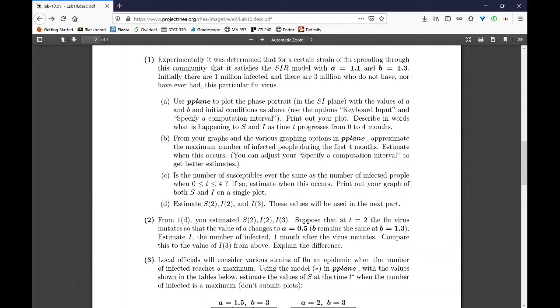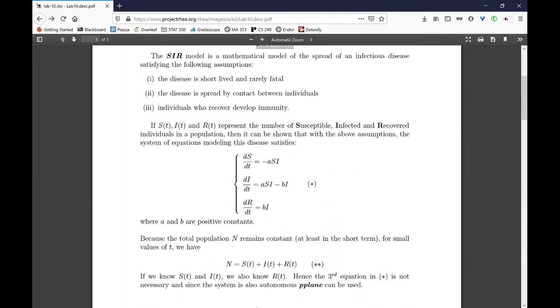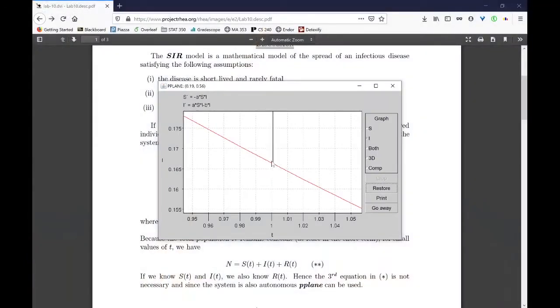Well, if you think about it, what does A represent? A represents like sort of this constant for how quickly it infects people, right? So if this A is higher, then there's a higher likelihood that the susceptible people would be infected, and if A is lower, like what just happened, then the likelihood that people get infected is lower. And so this means that we should see less infected people, and comparing the values 0.18 to 0.165, we can see that this is indeed true.